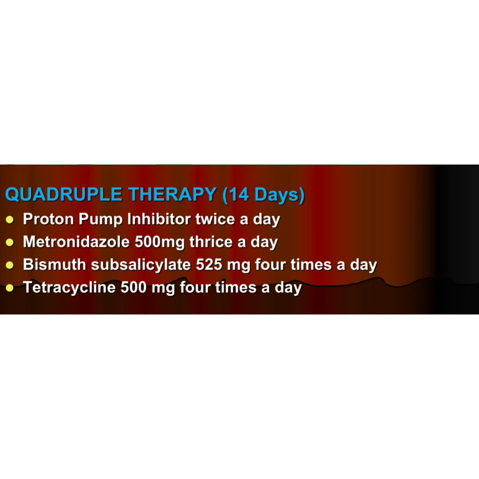In it, we give the proton pump inhibitor 2 times a day, metronidazole 500 mg 3 times a day, bismuth subsalicylate 525 mg 4 times a day, and we have already discussed that bismuth subsalicylate is a mucosal protective agent. It forms a physical barrier between the ulcer crater and the acid. And the fourth thing that we give in the quadruple therapy is tetracycline 500 mg 4 times a day.